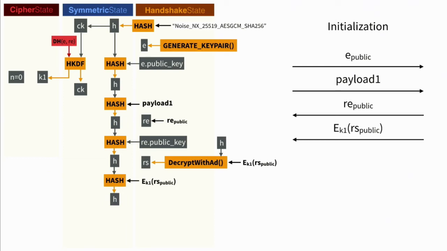Of course, we absorb the ciphertext we just received. And now we have a new key, the static key of the server, so we can do a new Diffie-Hellman key exchange. We put that into HKDF with the chaining key to derive a new key and a new chaining key.